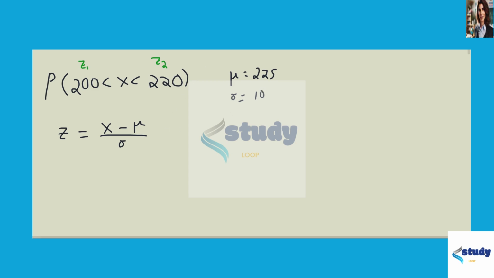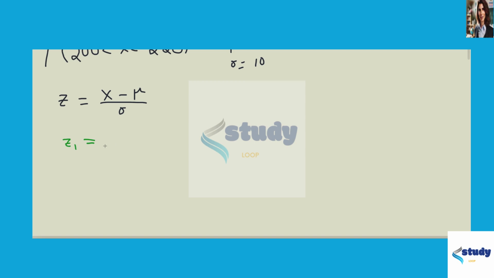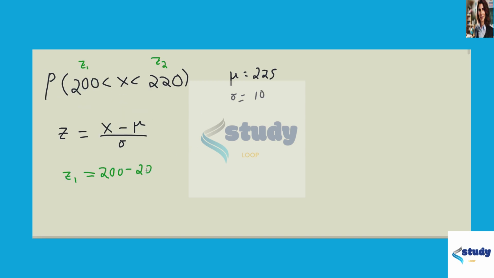So now we're going to go ahead and calculate z1, which is equal to 200 minus 225 over 10, which equals negative 2.5. Now we can do the same thing for z2, which is equal to 220 minus 225 over 10, which is equal to negative 0.5.